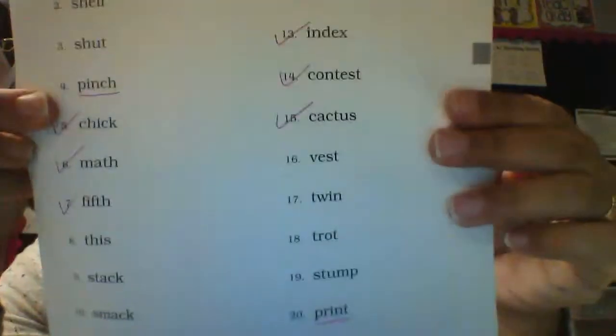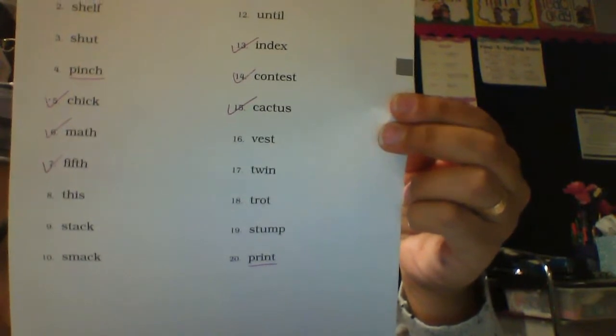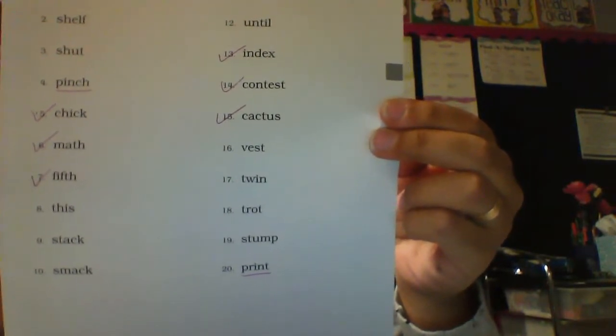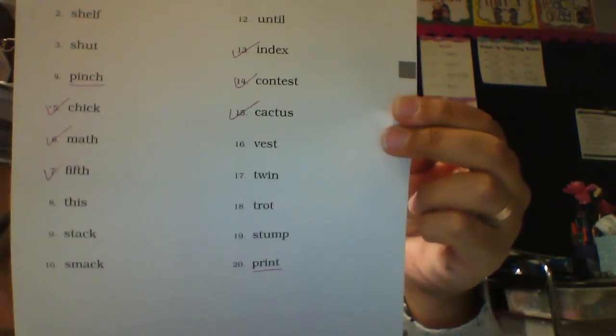So they both start with a P, so what do we do? We look at the second letter. Print has an R on the second letter and pinch has an I. What comes first, R or I? I comes first. So the next word we're going to write down is pinch. So number 8, we're going to write pinch, P-I-N-C-H. And then for number 9, we're going to write print, P-R-I-N-T, print. So now your paper should look like this.